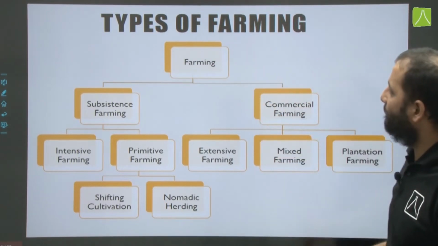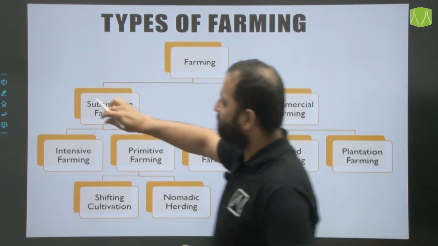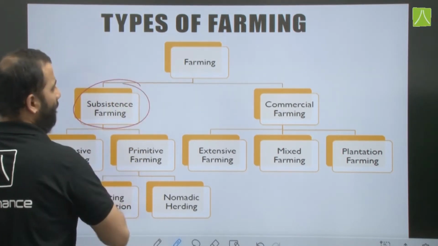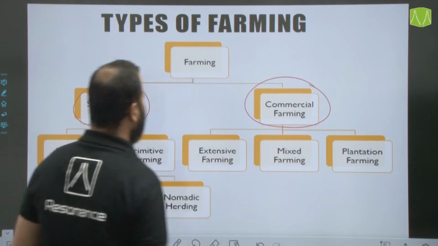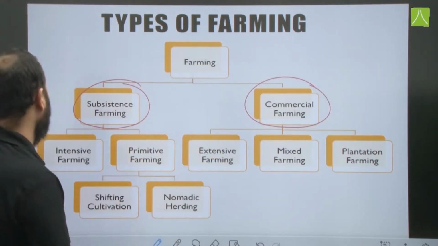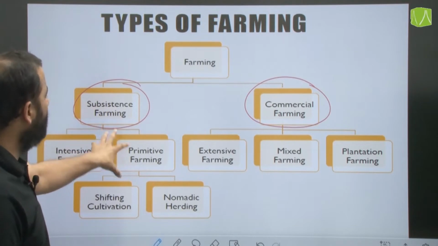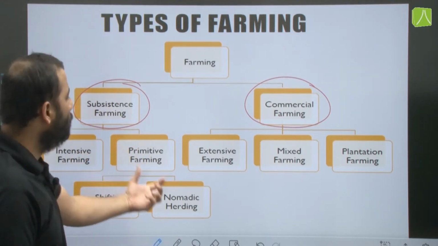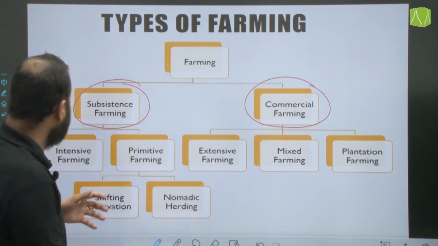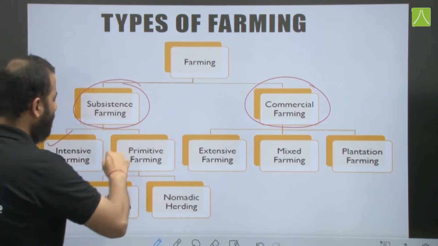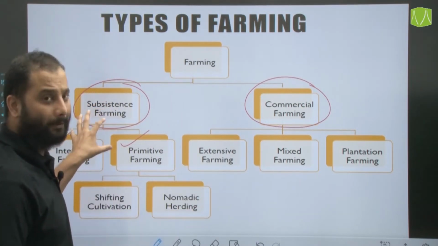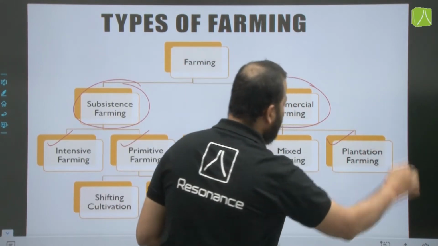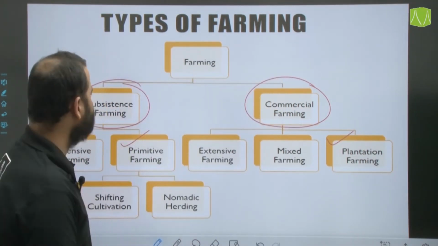Alright, so moving on to the next thing, that is types of farming. Now in terms of types of farming, we can simply divide it into two aspects, that is first your subsistence farming and commercial. Then these are further classified into various subtypes, that is intensive and primitive farming, then primitive again can be looked at as shifting and nomadic herding. But for class 10th we will be only focusing on intensive farming and primitive farming, that is under the subtypes of subsistence farming, and for commercial we will be only focusing on plantation farming.